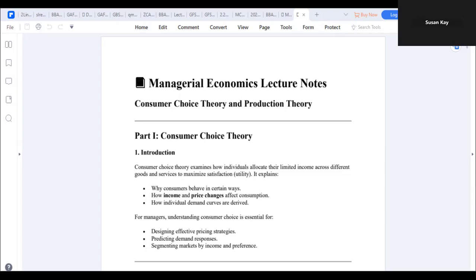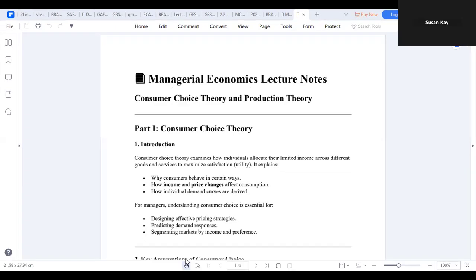So we're going to look at a key concept under consumer choices, which is utility. In your own understanding, what is utility? What do you understand by utility? Utility measures a level of satisfaction.